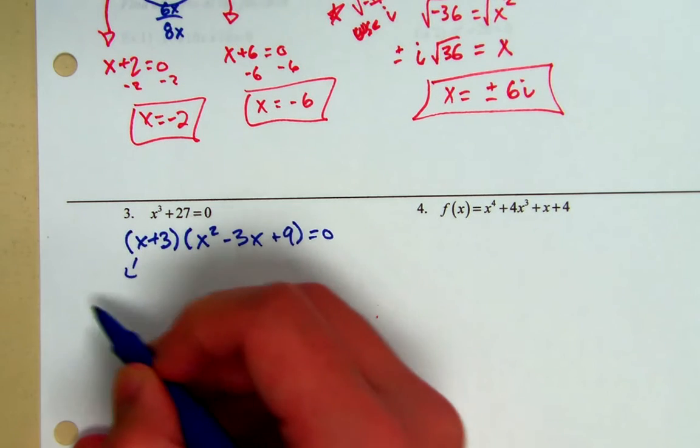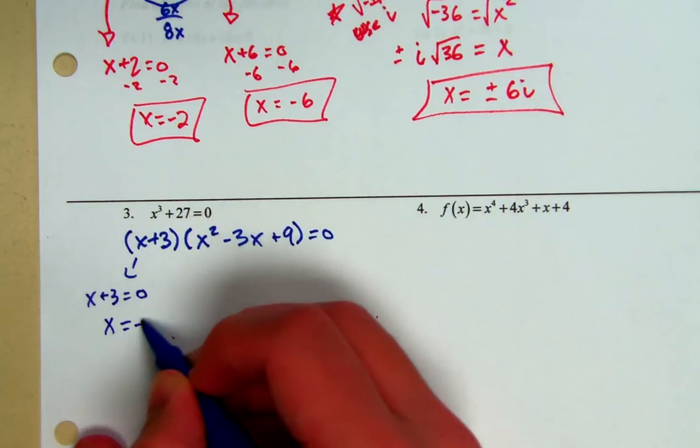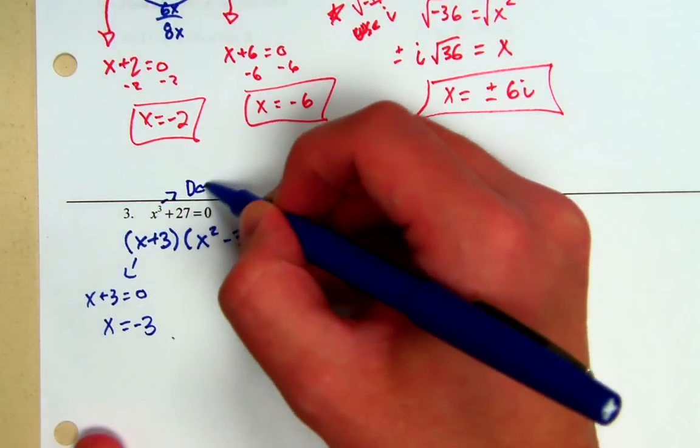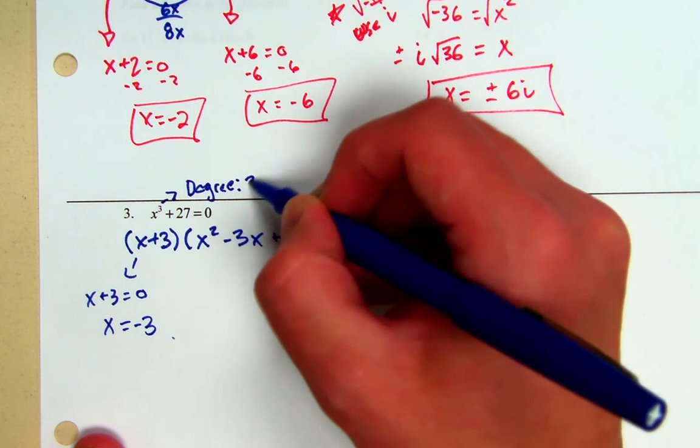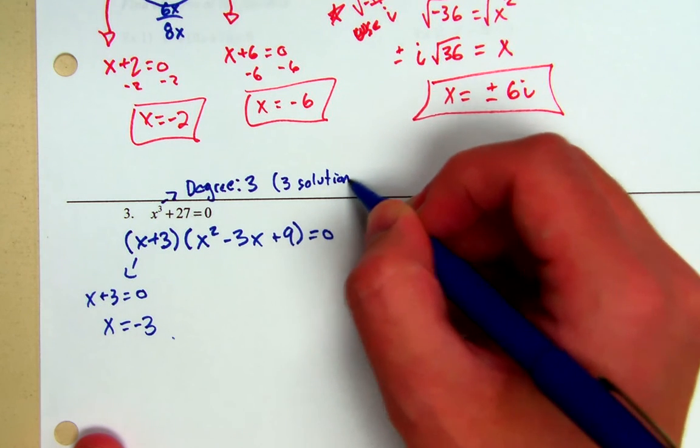So set this equal to 0: x plus 3 equals 0. So x is going to equal negative 3. Now remember, the degree here is 3, which means 3 solutions, real or imaginary.